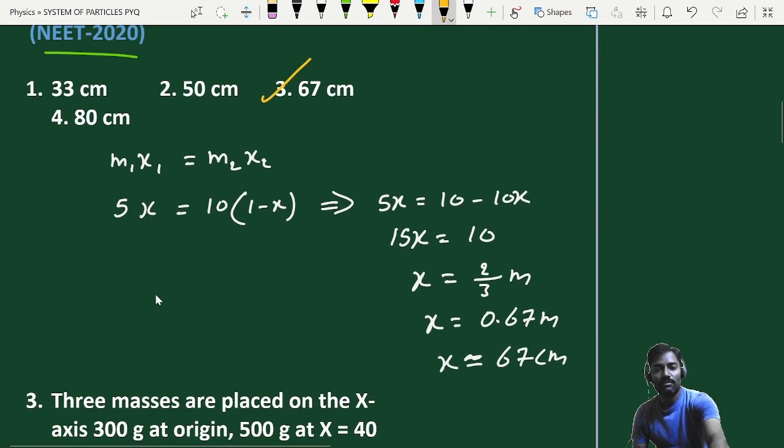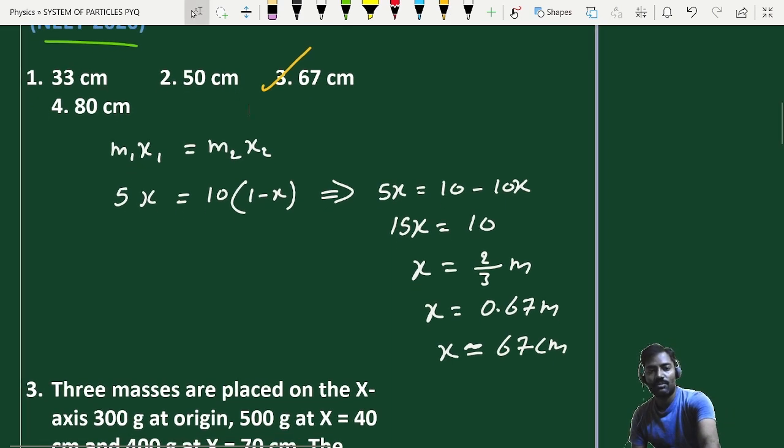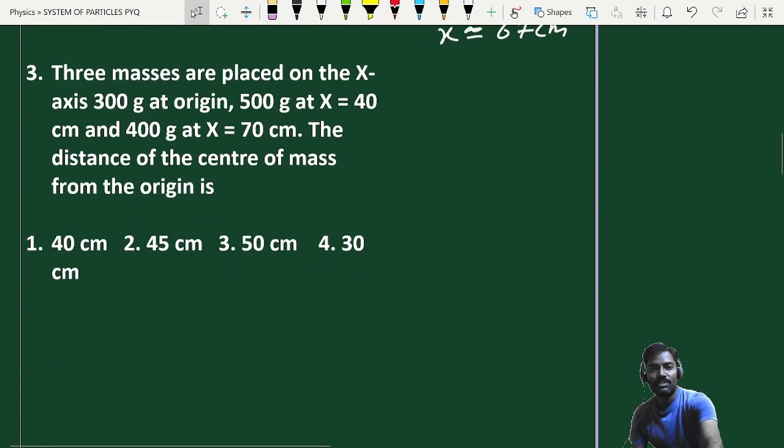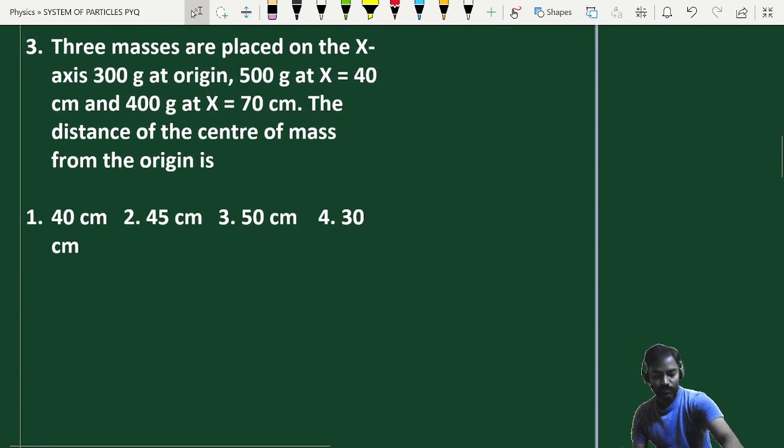So pause the video and then analyze the solution. The more clarity is given in the previous question explanation. Let's move on to the next question.